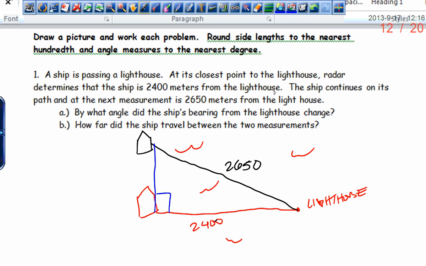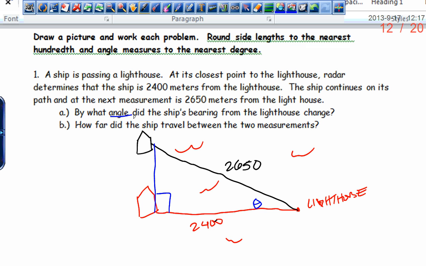Got a triangle. By what angle did the ship's bearing from the lighthouse change? So we're talking about this angle right here. How am I going to figure out what angle that is? Sohcahtoa. We have Pythagoras. That's B, right? I want to know A, the angle, first.